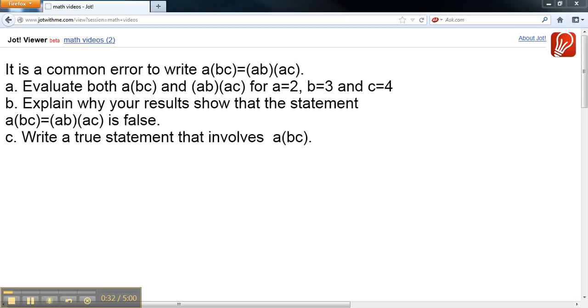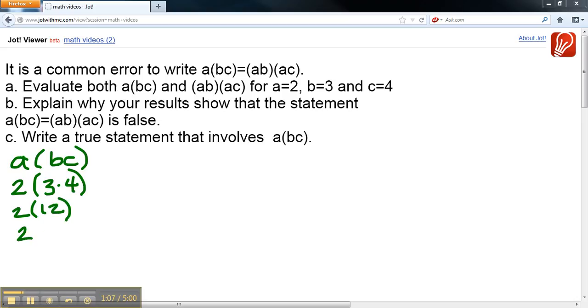Okay? So we are going to do that in green right here. So we'll take A, B, C, and we'll evaluate that for A equals 2. So we'll plug in 2 where we see an A. B equals 3, so where we see that B, we'll plug in a 3. And C equals 4. So we have 2 times, we're going to do the parentheses first. 3 times 4 is 12. 2 times 12 is 24.